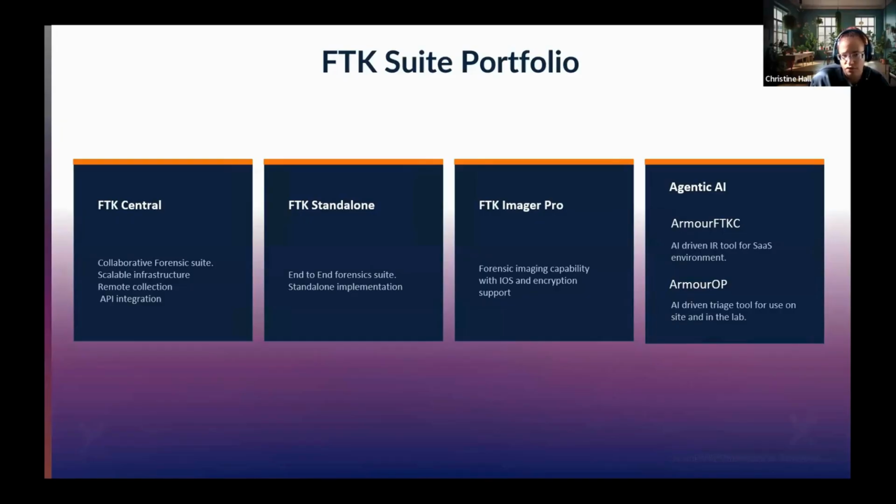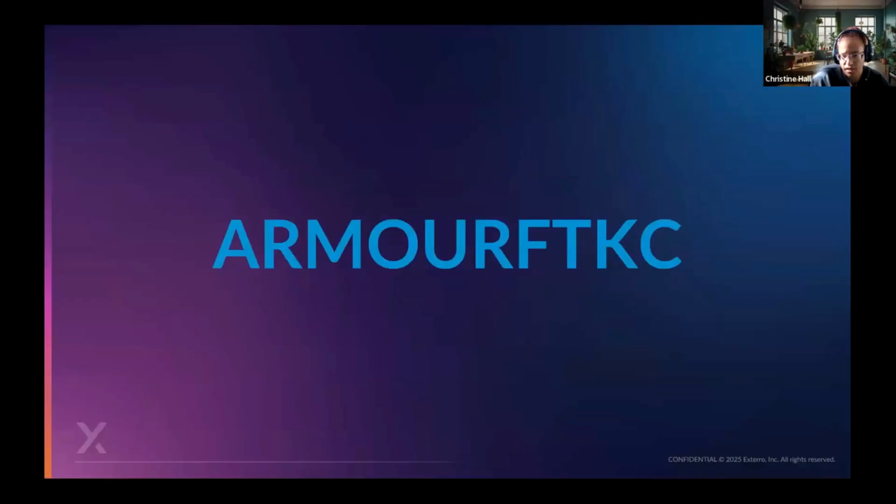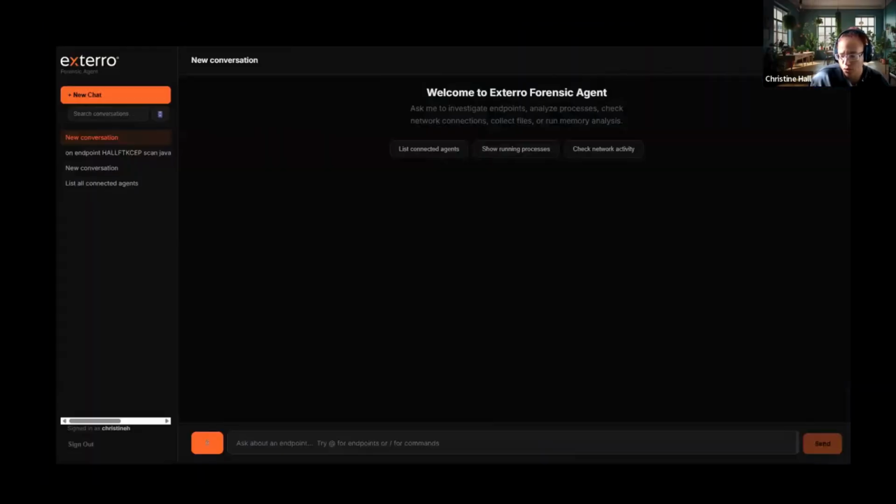So let's start with an overview of Armor FTK Central. Now this is aimed at our corporate customers. This utilizes our agents on endpoints to allow you to interrogate those devices before you carry out a collection. So this is one way in which you can save time on collecting data, by determining which machines you may need to collect from before collecting that data, so reducing the time.